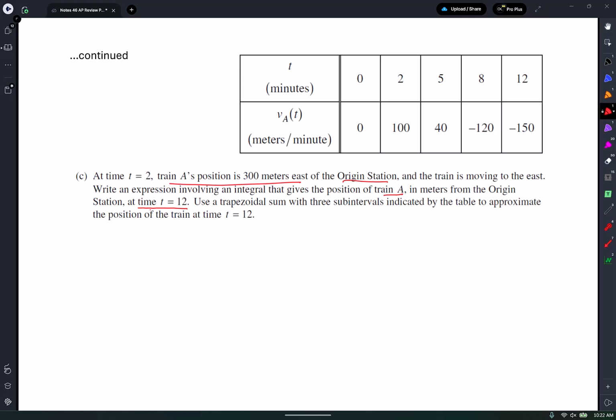Use the trapezoidal sum with 3 subintervals indicated by the table to approximate the position of the train at time t. Okay, first of all, whoever wrote this question is being super cute. I love it. They call the station origin station, guys. I think that is super cute. I like it.